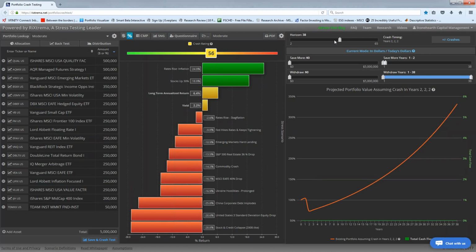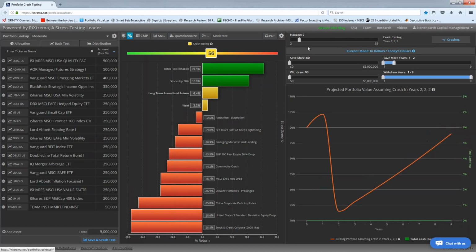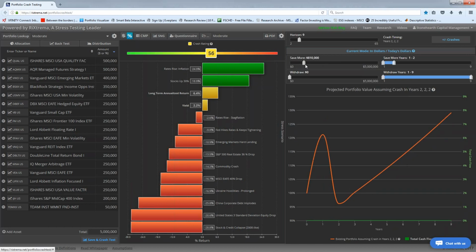We can adjust that. Is your horizon 38 years? We can adjust that. Is it down to 22? Or maybe it's only the next 9 years. You can do save more. Do you want to add more money to your portfolio? And you can see this bar changing here. What it's doing is taking your initial portfolio, your actual dollar amount, 100%, and forecasting out what would happen given these current assumptions.